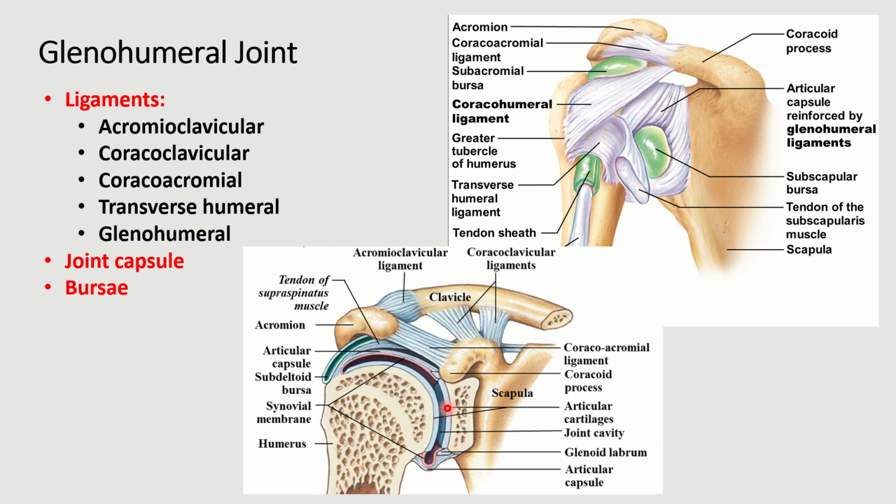You can see here the glenoid cavity of the scapula, and this is the head of the humerus, and this is the synovial cavity that contains synovial fluid, and this is the capsule, and this area is the synovial membrane that makes the synovial fluid. The joints also have different bursae. Bursae contain synovial fluid to reduce friction.